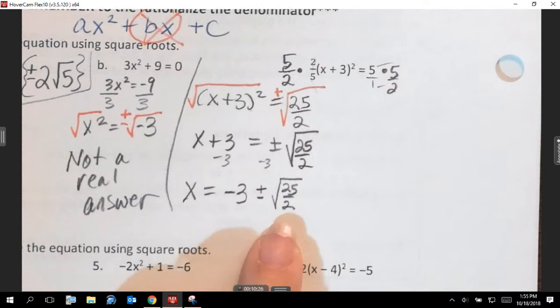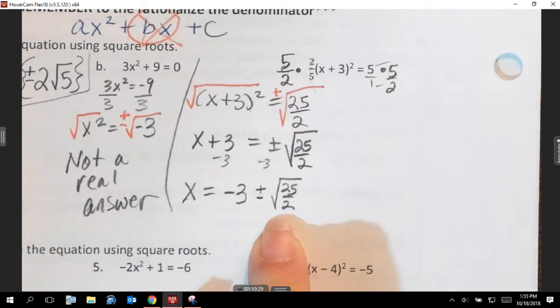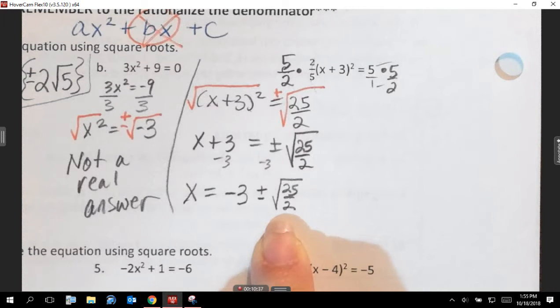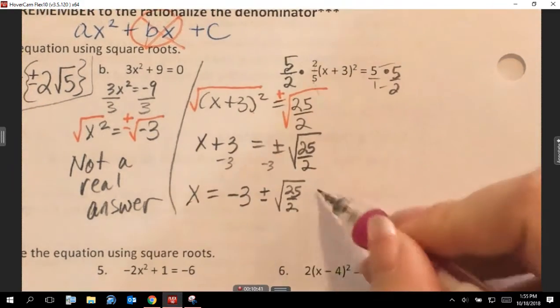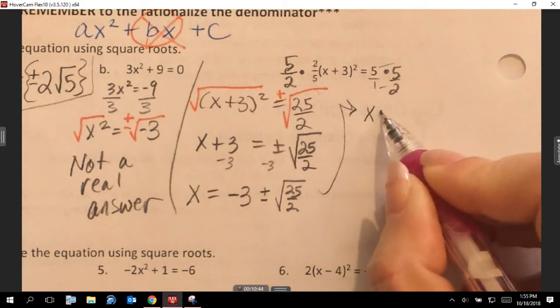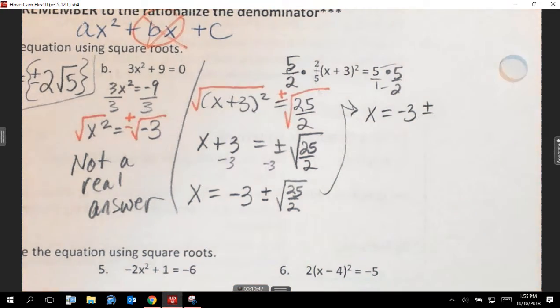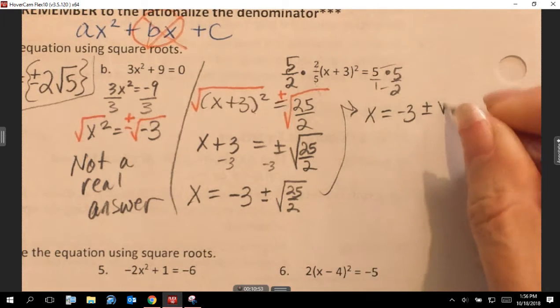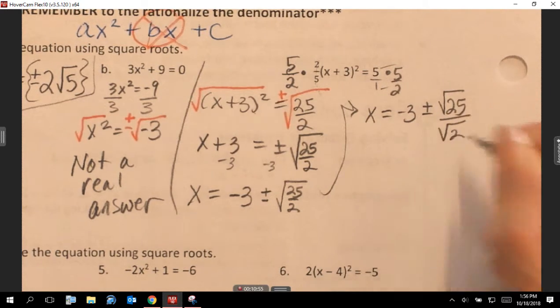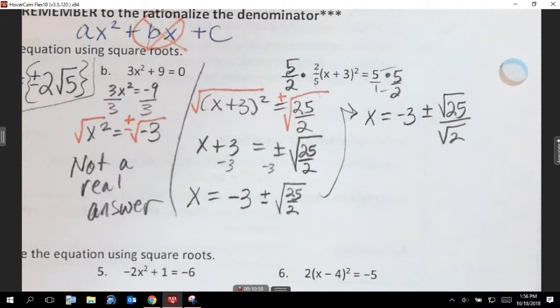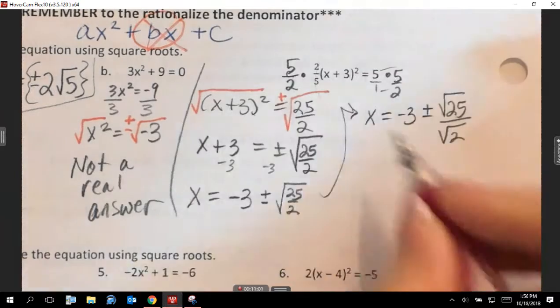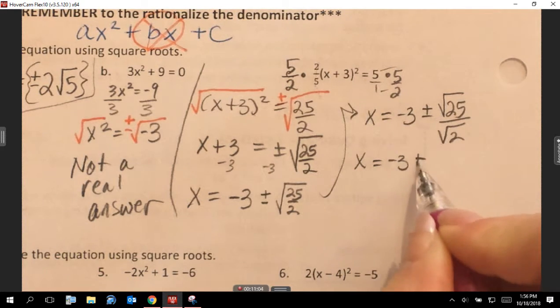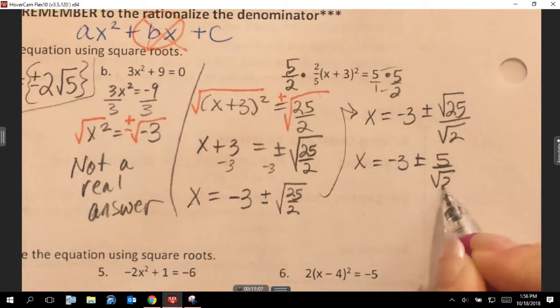Now, this square root is not a perfect square. However, is there a perfect square root in 25 over 2? Do you see any perfect square roots in there? The 25 part. So there's a rule that you should have learned in Algebra 2. I'm going to move up here. You should have learned in Algebra 1. This is Algebra 2. If you're dividing underneath the square root, you can actually do the square root of 25 over the square root of 2. You can divide them after you square root them. And if I do it that way, then I can rewrite this as 5 over square root 2.